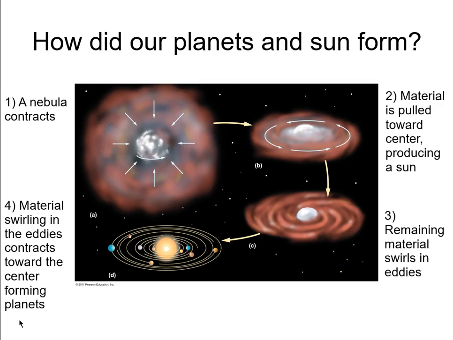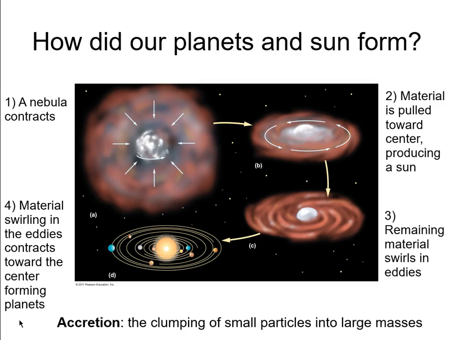All right, so that's a very short, basic explanation, and since you watched the video before, you should have a general idea of how this works. I'm not going to test you on specifics here, okay? So accretion is the clumping of small particles into large masses. Essentially, that's what's forming the early sun and all of the early planets. Accretion is the process by which that happens.